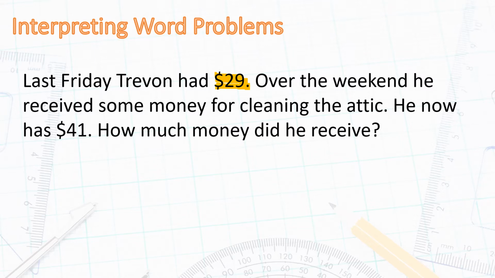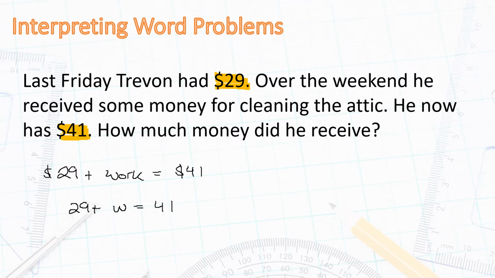Over the weekend, he received some money for cleaning the attic. He now has $41. How much money did he receive? So the Friday or the weekend had absolutely nothing to do with it. So we've got $29 plus some work equals $41. So we earned some money. And then, of course, we need to figure out, well, what is the value of the work? So 29 plus, I'm going to use W to represent work, equals 41. And work being how much money he made from doing that work.